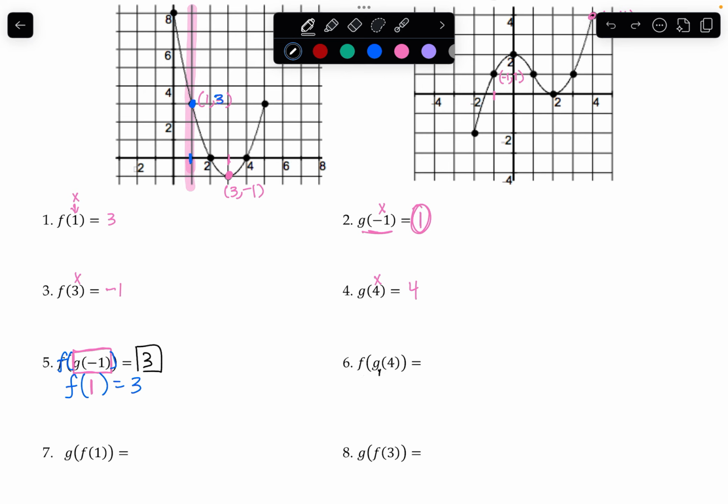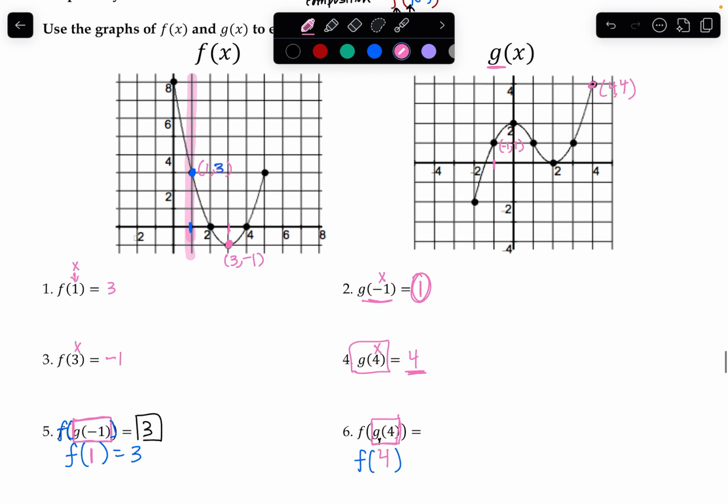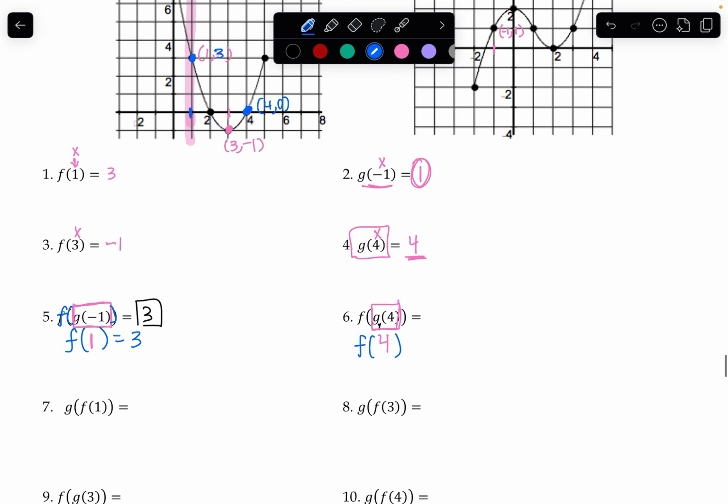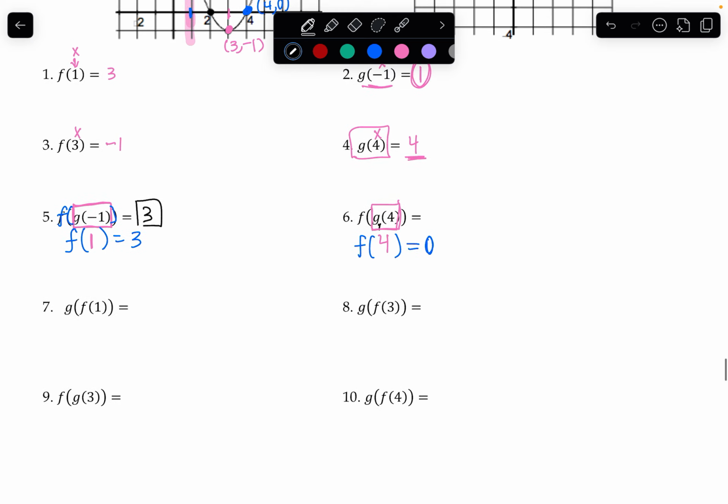Looking at number 6, we have to figure out what g of 4 is. Up here, we figured out that g of 4 is 4. And so this problem becomes f of just 4. And then f of 4, we have to go back to the f function. And we see we had the point (4, 0). And so f of 4 equals 0. And so my final answer is 0.